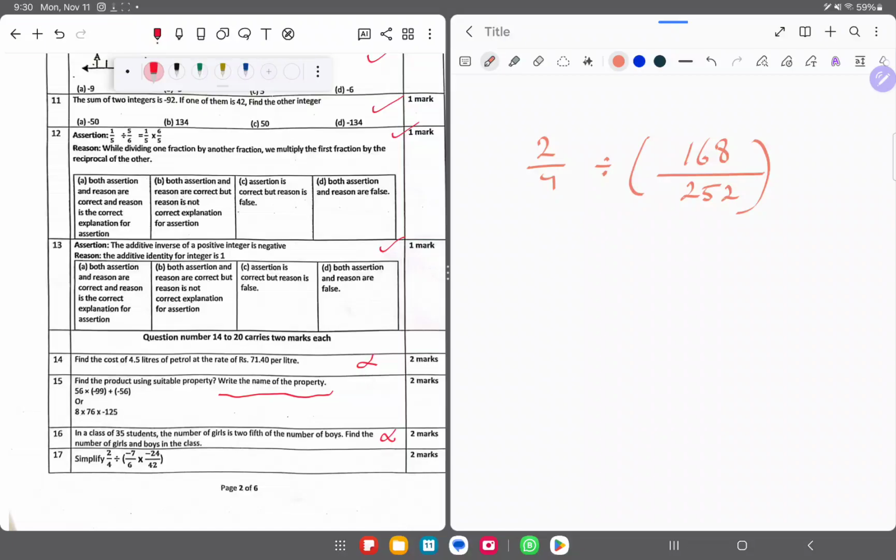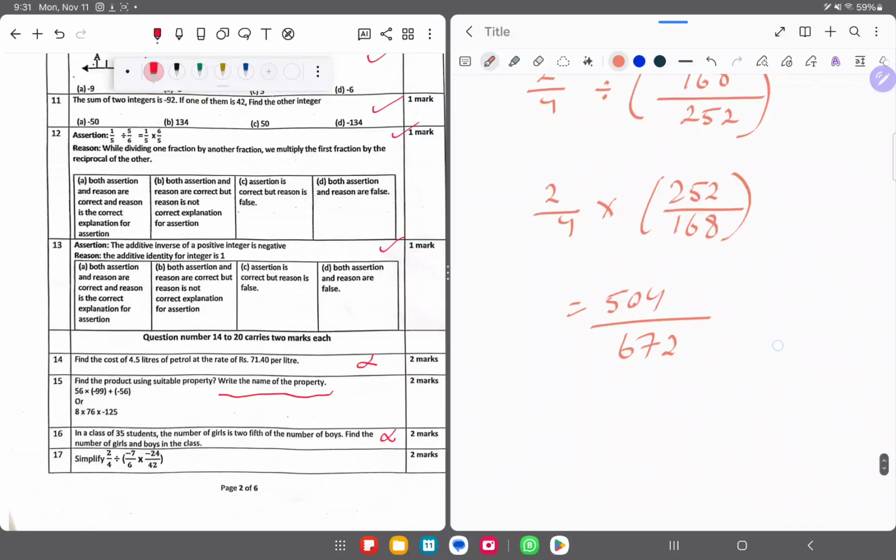252. So what you did over here, you did 2 over 4, you flipped it. 252 over 168. And then you multiplied it. 252 times 2. This is 500. Look how big the numbers are right now and how annoying it can be. And you didn't simplify. Just because you didn't simplify, your teacher gave you a lower mark. So 504 divided by, if I do this, 504 divided by 672, I would get 0.75, which is 3 over 4.